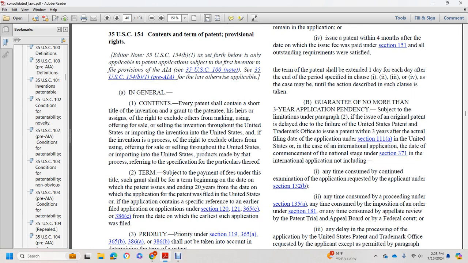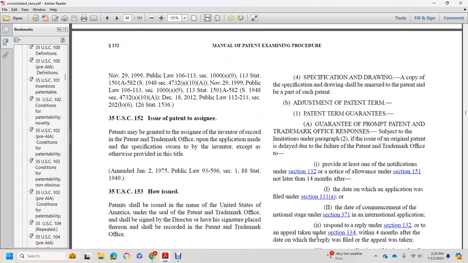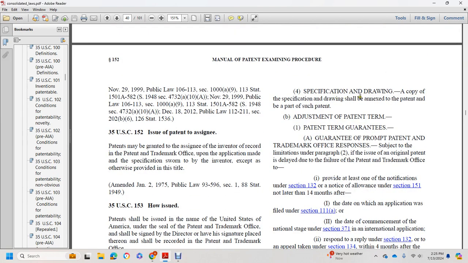beginning on the date on which the patent issues and ending 20 years from the date on which the application for the patent was filed in the United States or, if the application contains a specific reference to an earlier filed application under section 120, 121, 365(c), or 386(c), from the date on which the earliest such application was filed. Priority under section 119, 365(a), 365(b), 386(a), or 386(b) shall not be taken into account in determining the term of the patent. A copy of the specification and drawings shall be annexed to the patent and be a part of such patent. Adjustment of patent term, guarantee of prompt Patent and Trademark Office responses.